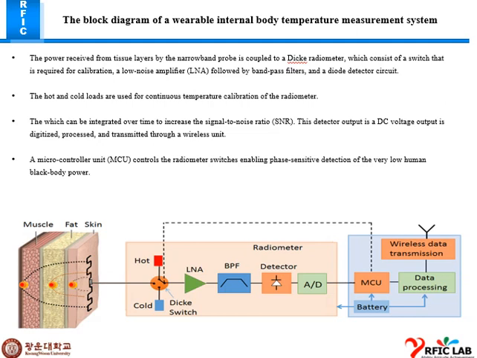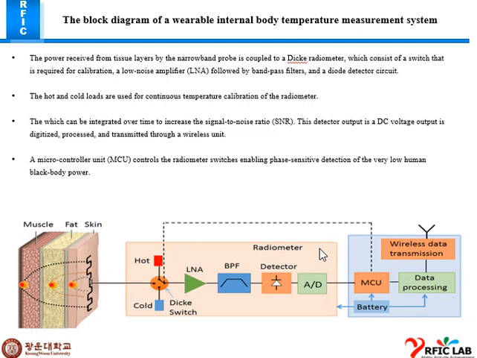Hot and cold references are used for continuous temperature calibration of the radiometer, which integrates over time to increase the signal to noise ratio. The detector output is a DC voltage, which goes through a digitization process and is transmitted through a wireless unit. And the MCU, the microcontroller unit, controls the radiometer switches enabling phases.